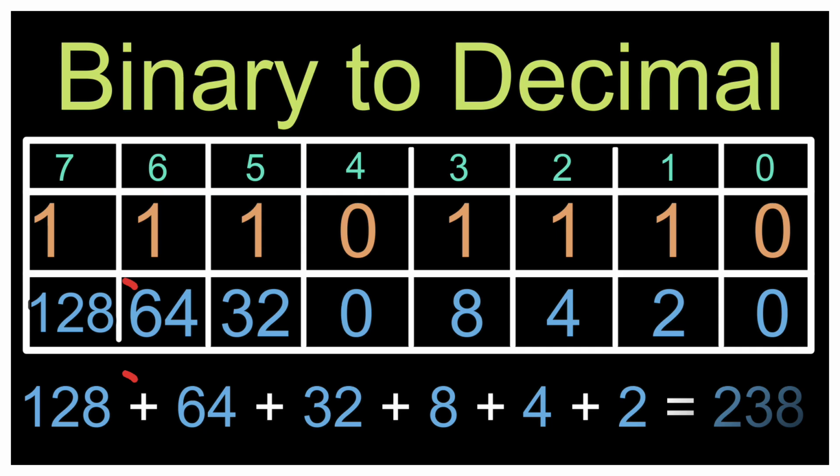Add them. 128 plus 64 plus 32 plus 8 plus 4 plus 2 equals 238. So 11101110 in binary equals 238 in decimal.